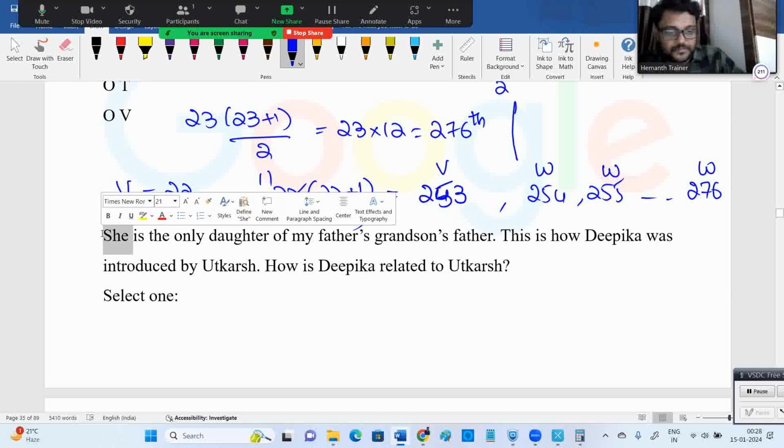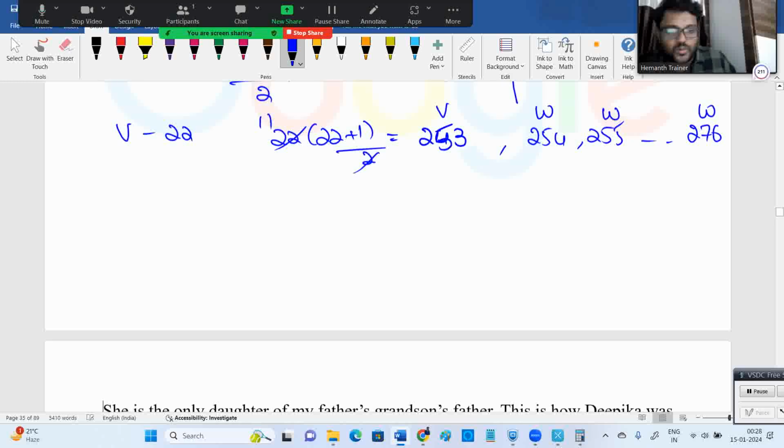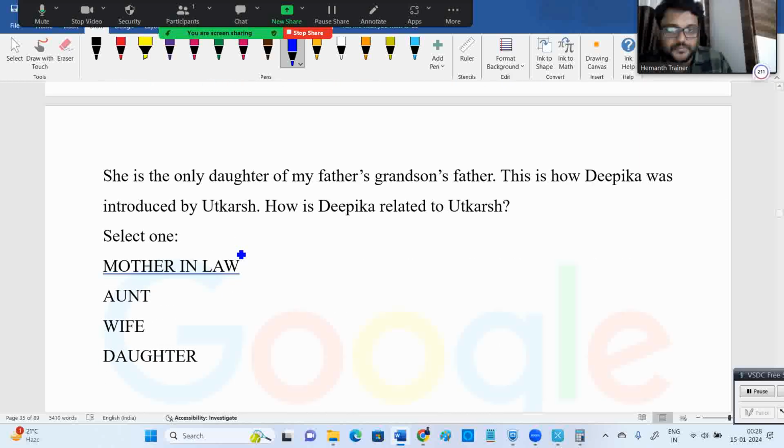Next, a blood relation question. She is the only daughter of my father's grandson's father. This is how Deepika was introduced by Utkarsh. So she is Deepika. My means Utkarsh. So my father, grandson, father. I may be the possible candidate, right? So the daughter is Deepika.